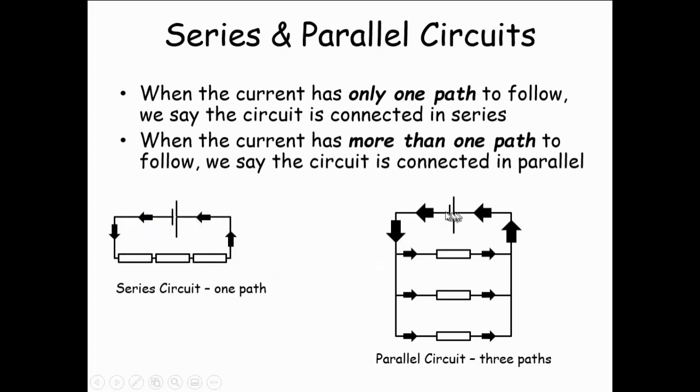Series. But here, the electrons come along here, have to come down here, but here, some of them might go this way, some will continue down. Some will go this way, some will continue down. Now, there's 3 different pathways. Some go that way, some go this way, some go along the bottom way. Either way, they all come back to the power supply. So there is 3 pathways. It is a parallel circuit.